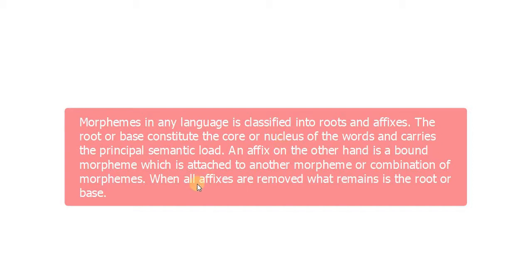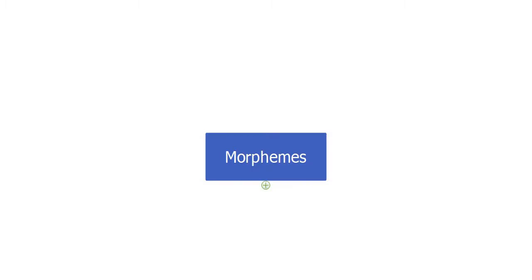Now, when all the affixes are removed, what remains is the root or the base. So, when you remove all the affixes from a word, what remains is the root or the base. Now, let's take a look at it with the help of an example. So, let me illustrate the idea further using this diagram.